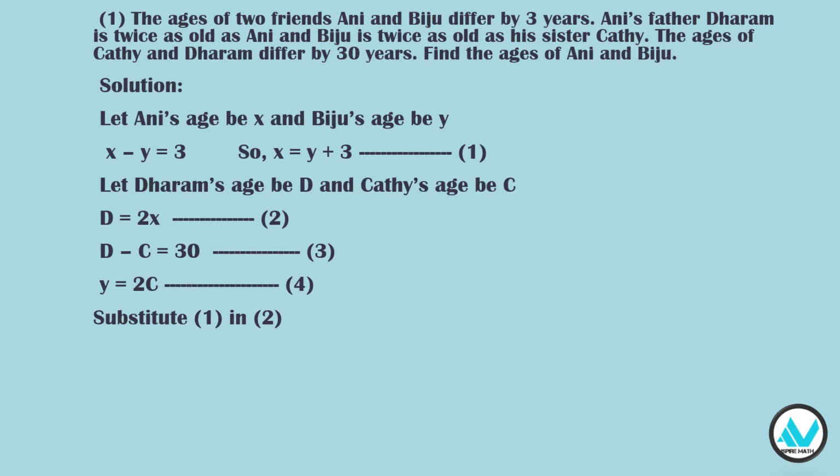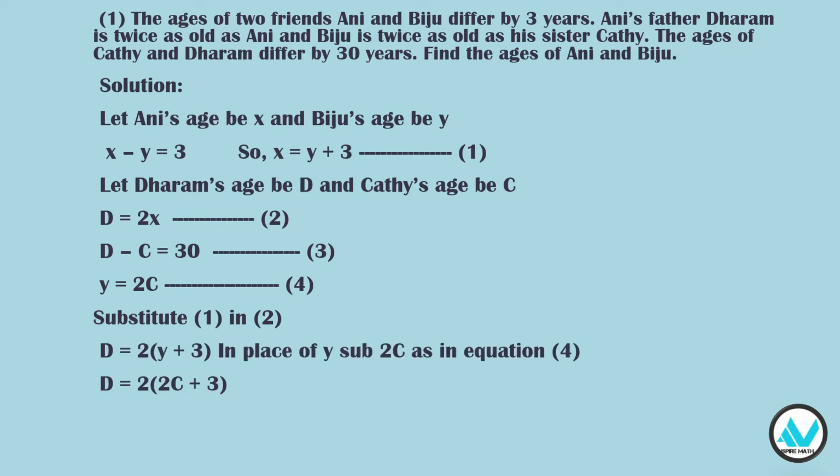Let me substitute 1 and 2. I have d equal to 2x. In place of x, I am going to put y plus 3. So I have d equal to 2 times y plus 3. Now I have y equal to 2c from equation 4. So let me substitute y equal to 2c. So I am having d equal to 2 times 2c plus 3. So let me multiply 2 inside. I get d equal to 4c plus 6, which gives me d minus 4c equal to 6. That is my equation 5.